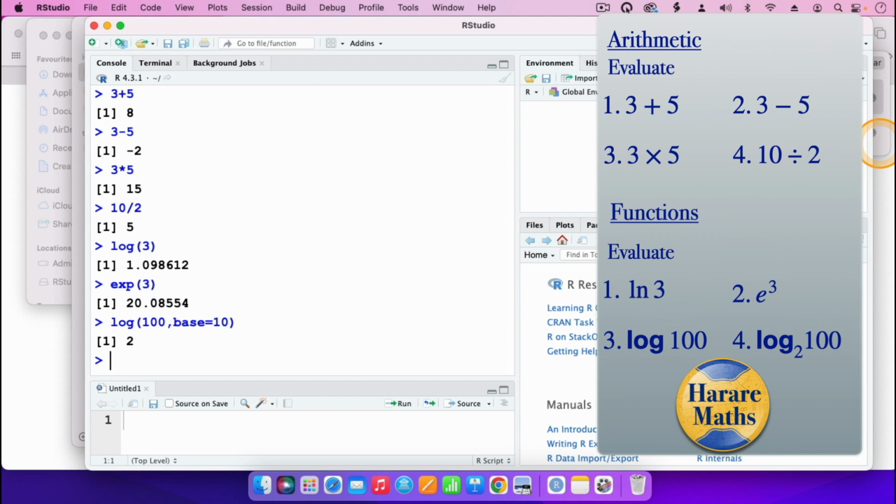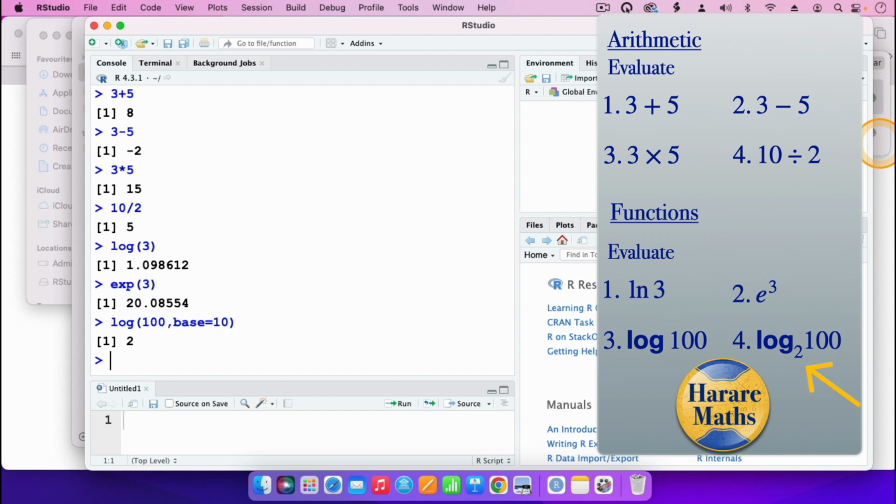Note, when you don't write this base, it will evaluate the natural logarithm of 100. So specify the base so that it doesn't calculate the natural logarithm. But if you want to evaluate the natural logarithm, then don't specify the base, just leave it as it is.